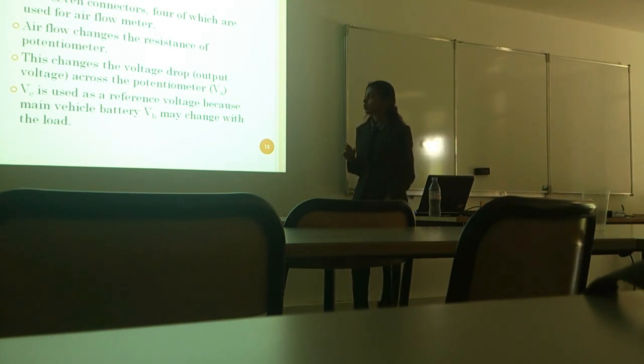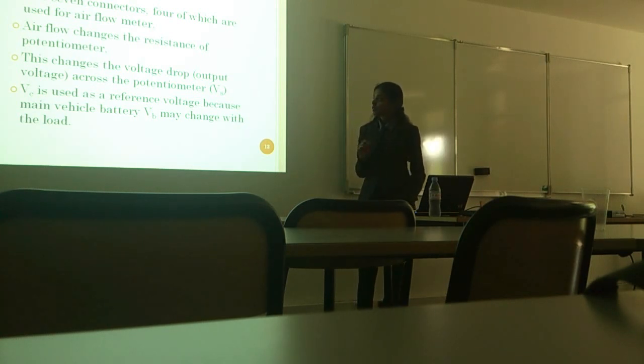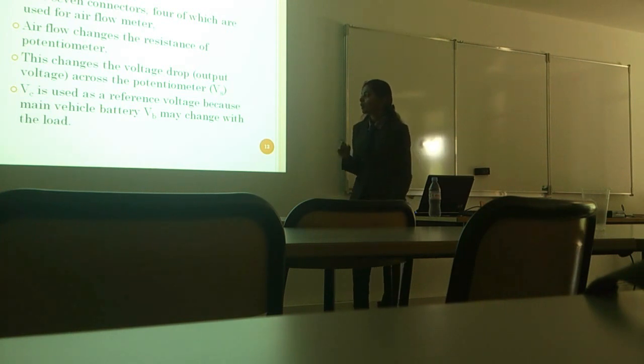When the resistance of the potentiometer changes, the voltage drop across the potentiometer also changes. And VC is a reference voltage, because the vehicle battery voltage VB mainly changes with the load.